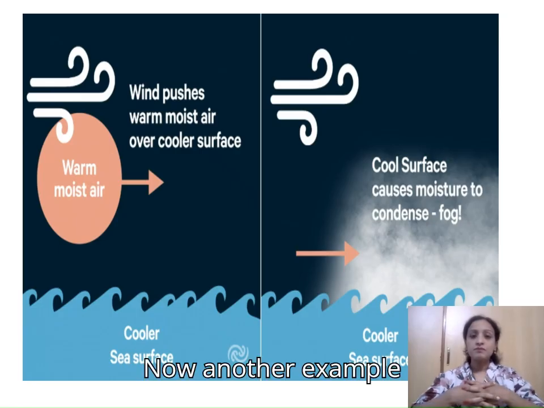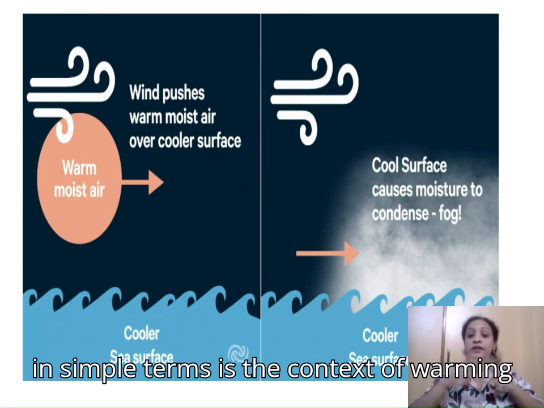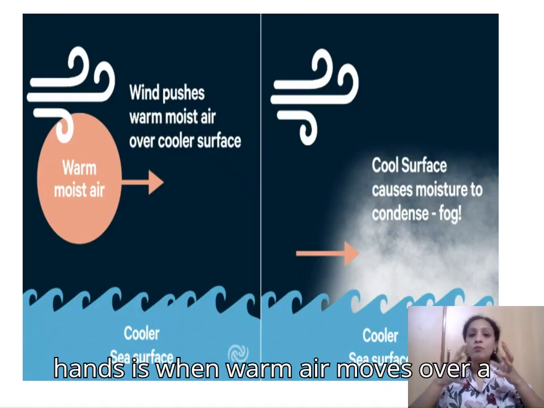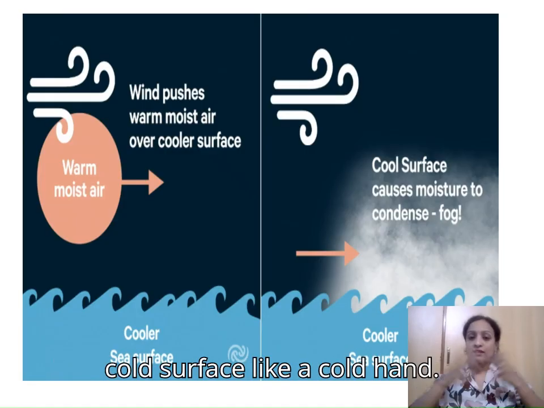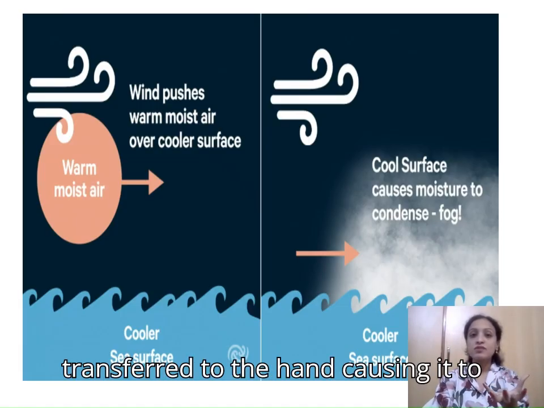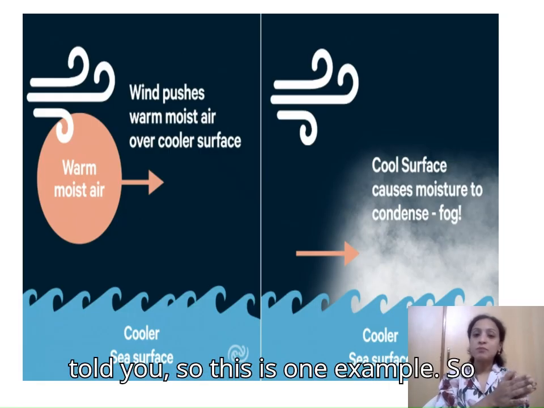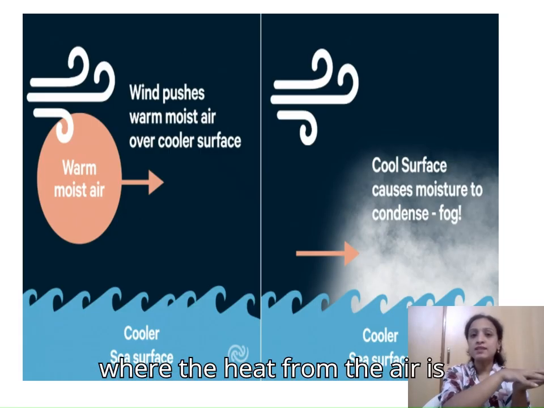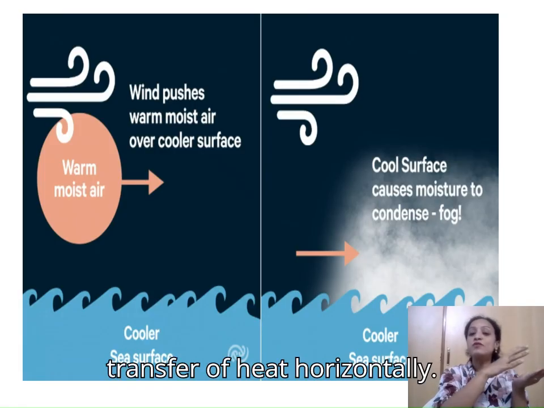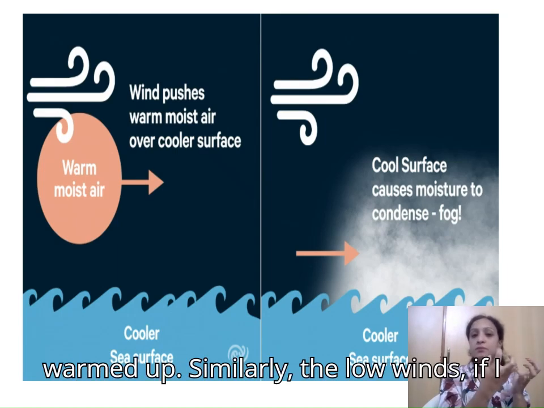Now, another example of advection, to make you understand this in simple terms, is the context of warming hands. Warming hands is when warm air moves over a cold surface, like a cold hand. The heat from the air is transferred to the hand, causing it to warm up. And again, this is horizontal movement of the air, or the transfer of heat horizontally. Okay, and this causes the hand to get warmed up.